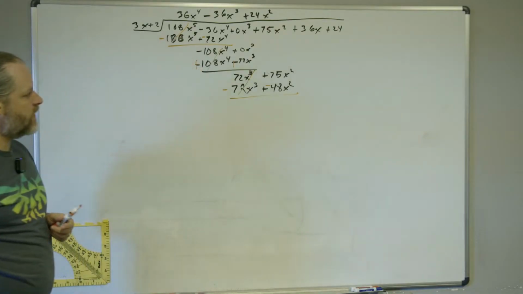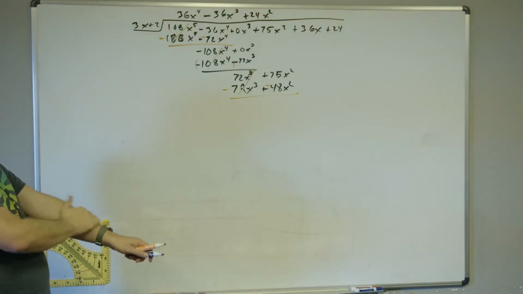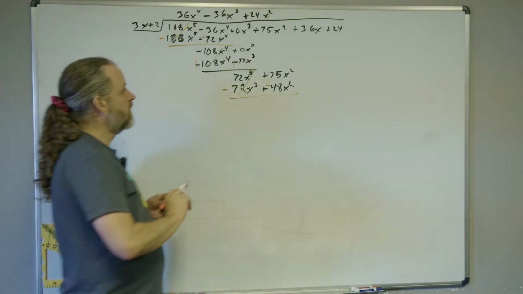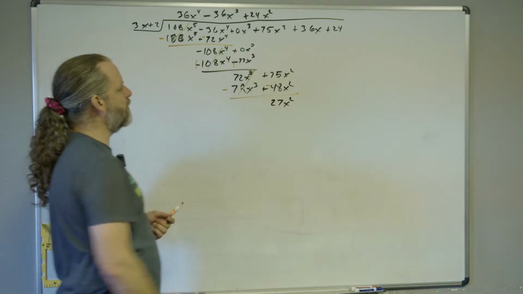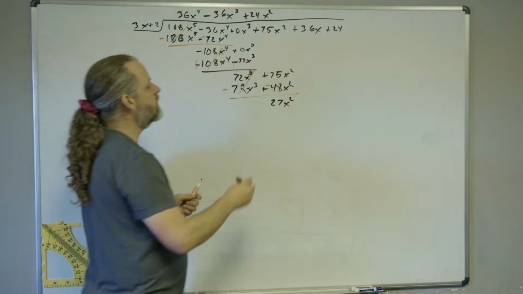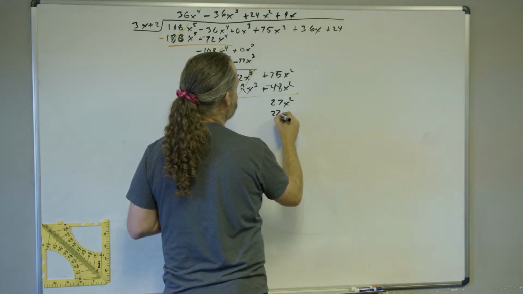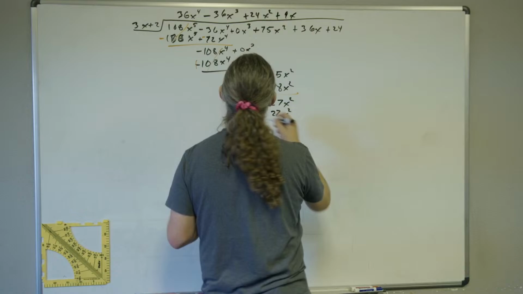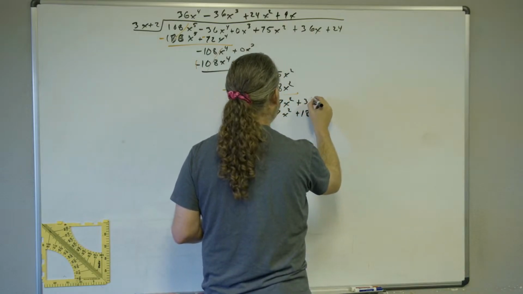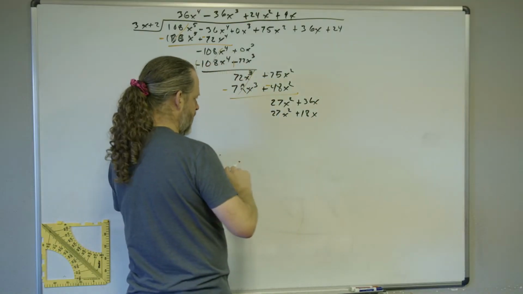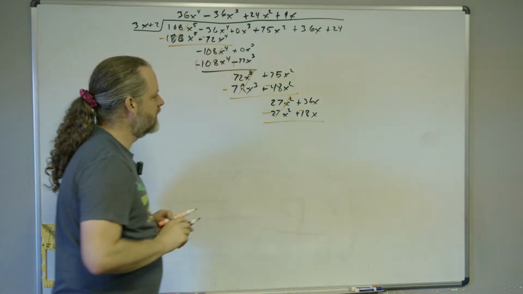So where did I mess up? 75x squared minus 48x. 27x squared. 3x goes into that how many times? 9x times. 27x squared. 9x times 2 is plus 18x. Don't forget to bring down the plus 36x. Then we subtract. It is 18x.